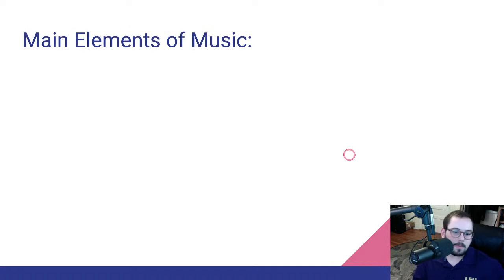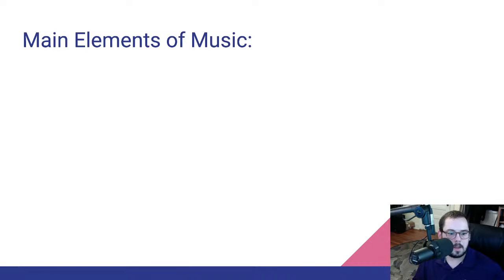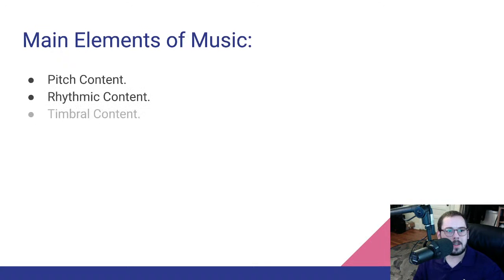All right. So how can we go about setting this up? One thing before we get into the details of theme and variation, I just want to talk briefly about what I'm calling the main elements of music. Speaking with very broad strokes here, music in general has a pitch content, a rhythm content, and a timbral aspect to all of the sounds being presented.